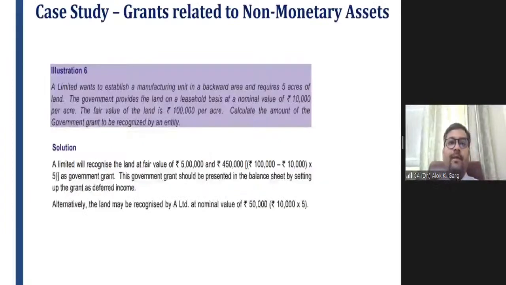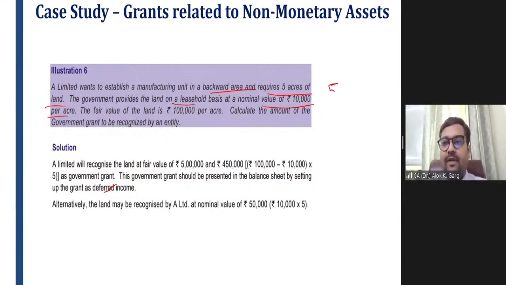Now we'll do a case study on this, then we will have a break of 10 minutes. A Limited wants to establish a manufacturing unit in a backward area and requires 5 acres of land. The government provides the land on a leasehold basis at a nominal value of 10,000 per acre. So the company is operating in a backward area, and the government is providing these 5 acres of land at 10,000 rupees per acre.